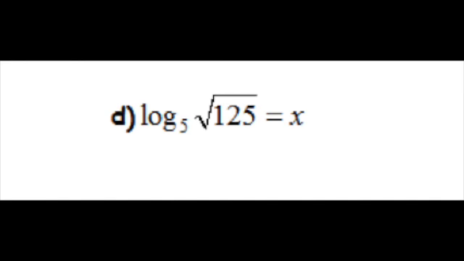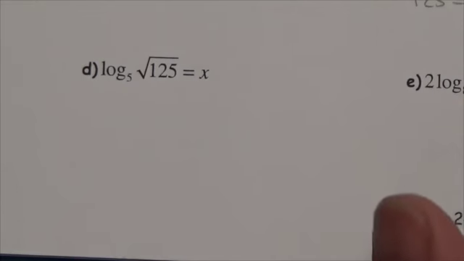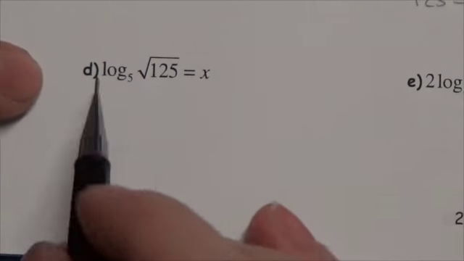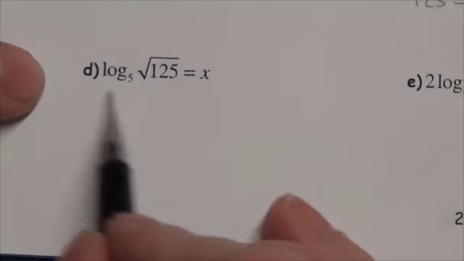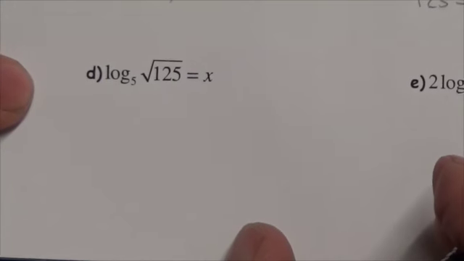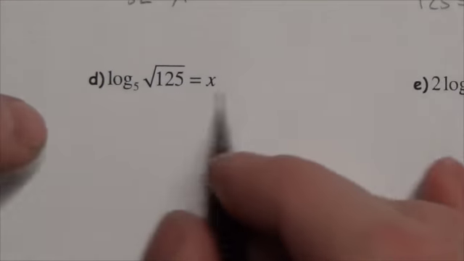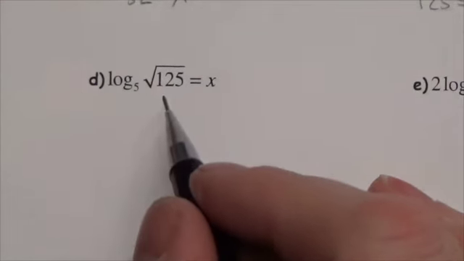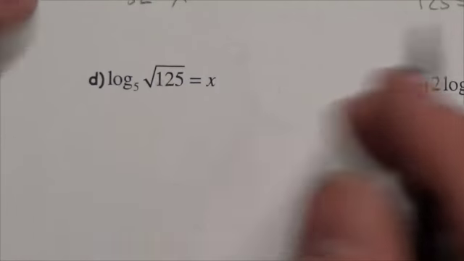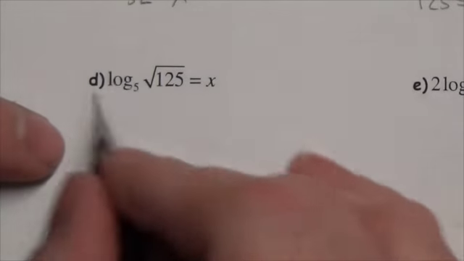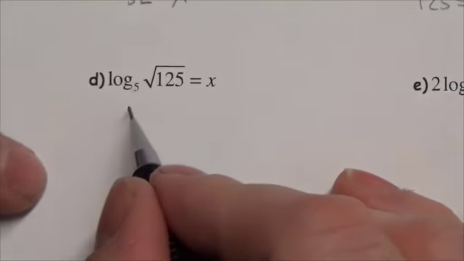Log base 5 of the square root of 125 equals x. All right, now this isn't actually a logarithmic equation. Okay? It isn't, because the x, the independent variable, is not part of the logarithm. Now, I still don't know what x is equal to. I mean, I do. It's the log base 5 of the square root of 125, but I don't really know what that is. So really what this question is about is evaluating this.